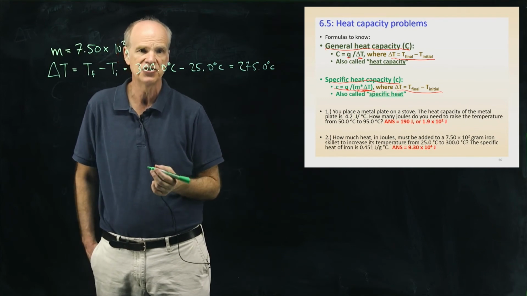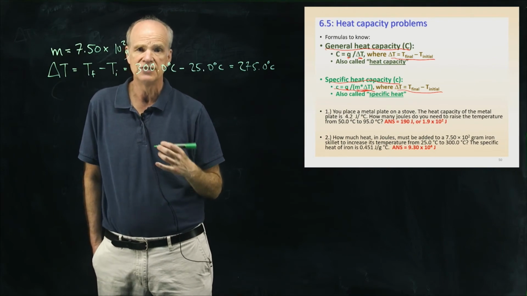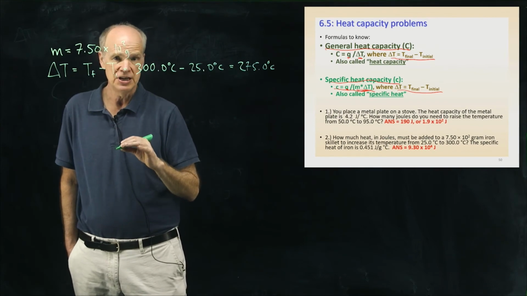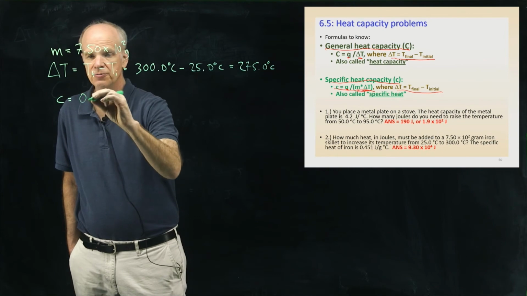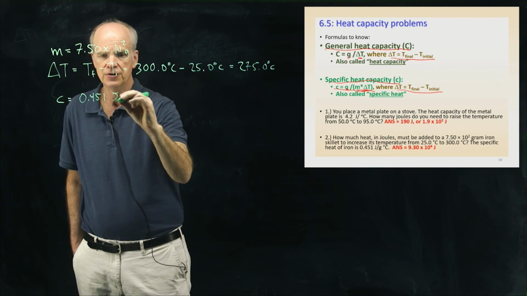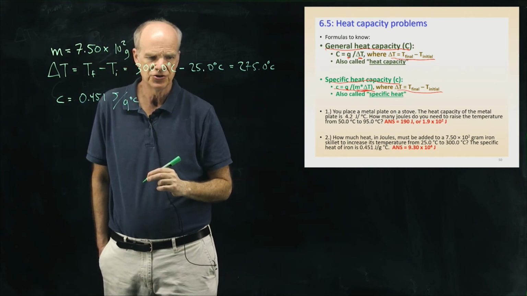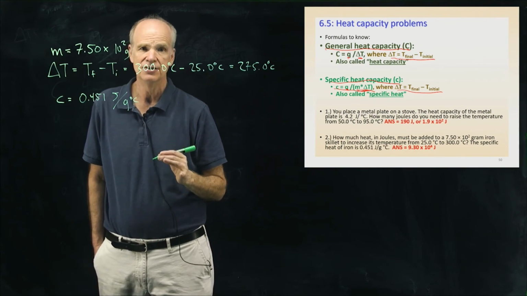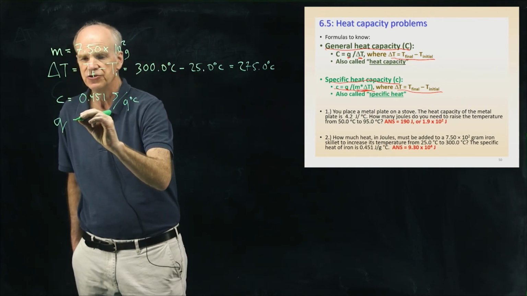Now it looks like we are given a value of some kind of heat capacity. Note it says specific heat. Just to remind you, when it mentions specific heat, that's the same thing as a specific heat capacity, which is little c. So little c is equal to 0.451 joules per gram degrees Celsius. Now in this problem we're trying to find how many joules of heat is added into this piece of metal. So we're trying to find the amount of heat, which is Q.